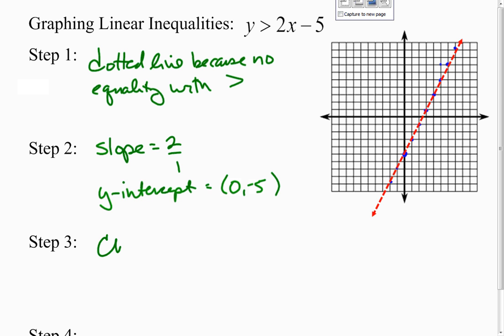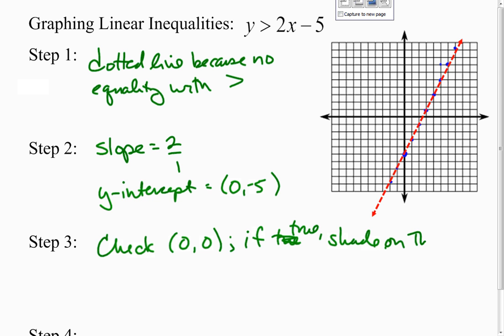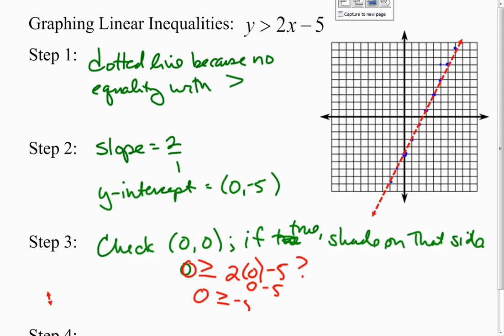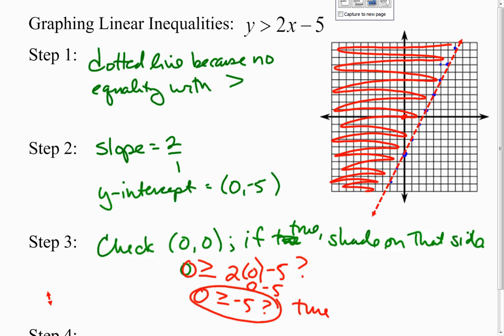So again, check 0, 0. If true, we're going to shade on that side. So 0 is y. Is that greater than or equal to 2 times 0 minus 5? Is 0 bigger than 0 minus 5? So 0 bigger than negative 5. That is true, which means at this point 0, 0 is part of the solution set, which means that every single point over on this same side will work. You can pick any of these points and plug them into this equation here, and it's going to make them work.